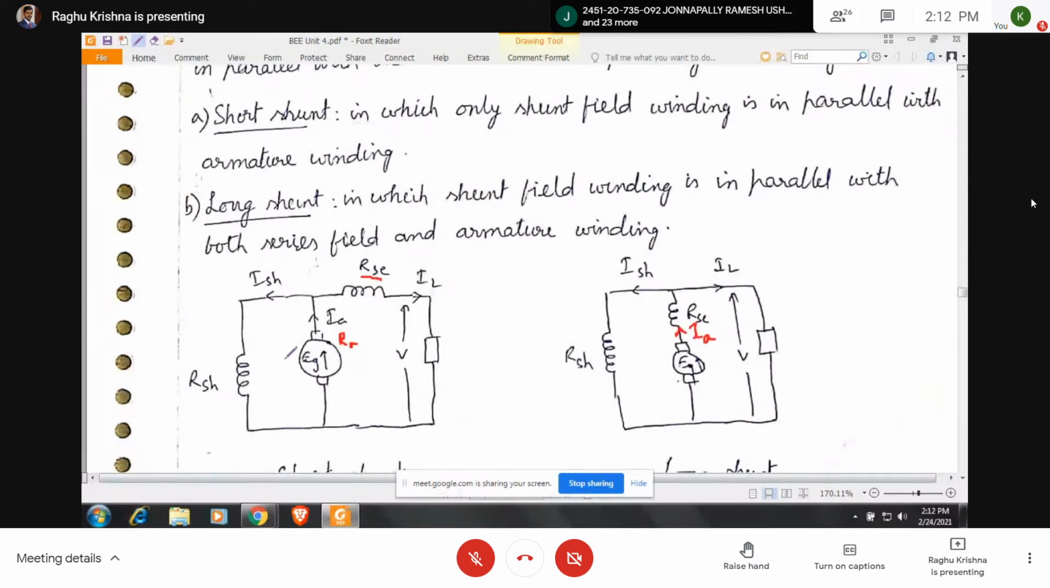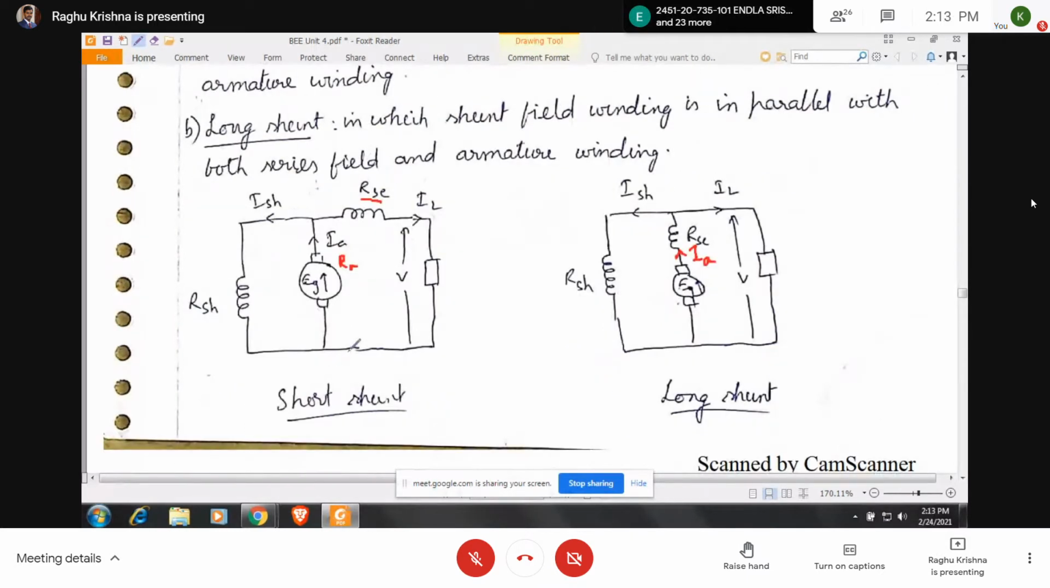Here you can see the field is connected in parallel with the armature and there is a series field winding. This is called short shunt: the shunt field winding is connected only with the armature. Now coming to the long shunt: the shunt field winding is connected in parallel with both the armature and the series field winding. So here it is a long shunt.